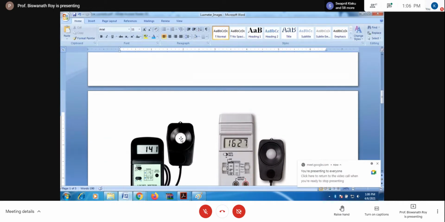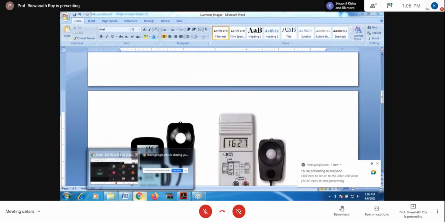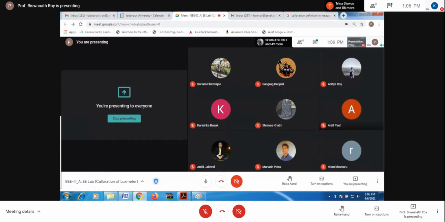Okay, any question? Why isn't the lux constant around the lamp? Why is it not constant?